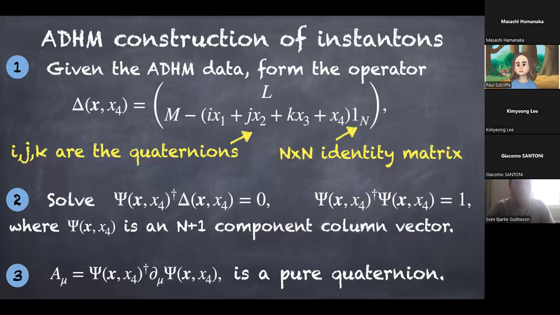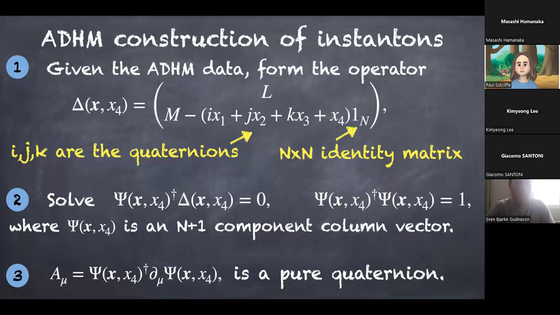And I said that I was interested in A mu taking values in the Lie algebra of SU2, but a pure quaternion is equivalent to something in the Lie algebra of SU2 because I can just use a 2x2 matrix representation of quaternions in terms of Pauli matrices. So I can identify a pure quaternion with an SU2 valued field, in the algebra of SU2. So that's the construction. Somebody gives you the data, you just follow these 3 steps and you construct your gauge potential.